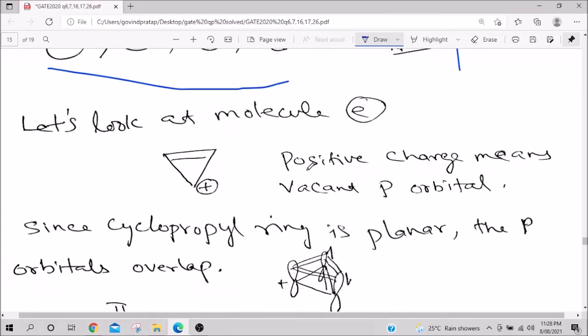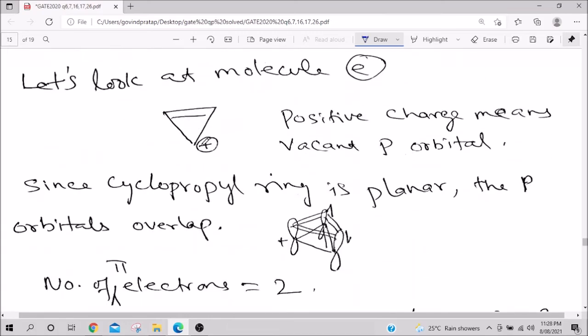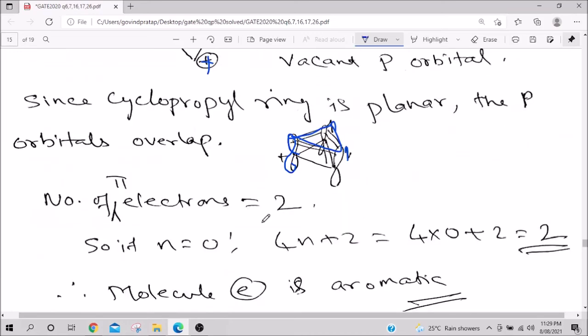Let us look at molecule E. I have explained it, but again I will explain. There is a positive charge. Positive charge means it is an unhybridized p orbital which is vacant. So this p orbital is there, with positive charge which is vacant, and then we have 2 p orbitals, and then 2 p orbitals. In this pi bond, both of them have 1 electron, and this is vacant, but they all conjugate and form a system, and this is having 2 electrons. So 4n plus 2, n is equal to 0, it is 2, therefore molecule E is also aromatic.